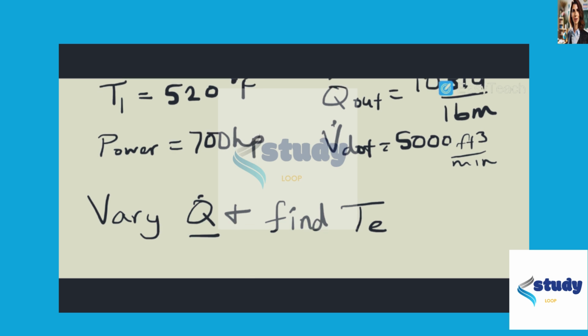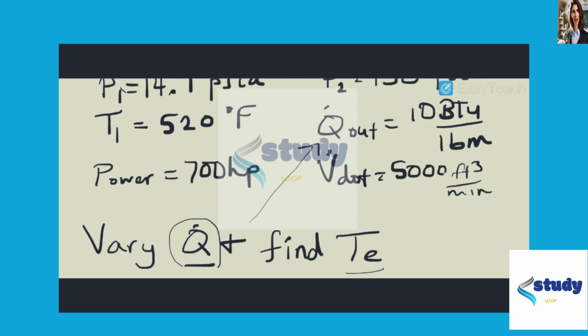What we're asked to find is the exit temperature of the air while we vary this Q dot that is specified up here, the rate at which heat is pulled out of the compressor casing.